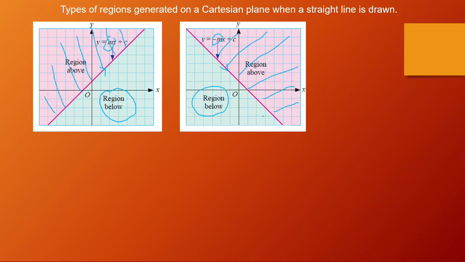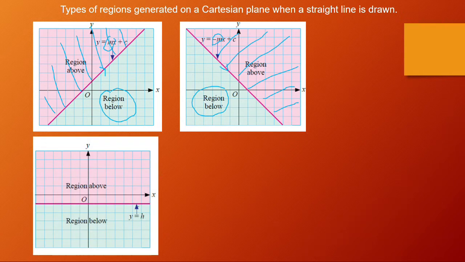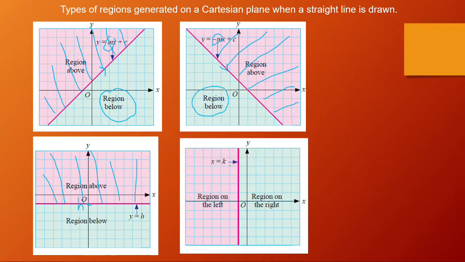Okay, so we have the graph with the gradient. Now we look at the graph without gradient. This is the graph without gradient, y equal to h. When y equal to h, meaning that the value of y over here is equal to h. To identify the region, the one on top of the graph is the region above, and the one at the bottom is the region below. Next, when it comes to x equal to k, meaning that the value of x here is k, the region on the left of the graph is identified as region on the left, and this part is identified as region on the right.